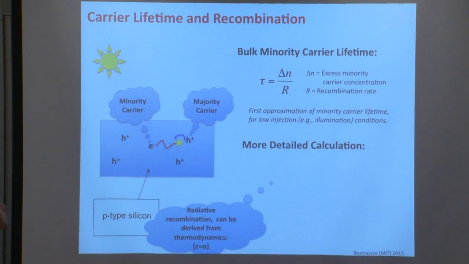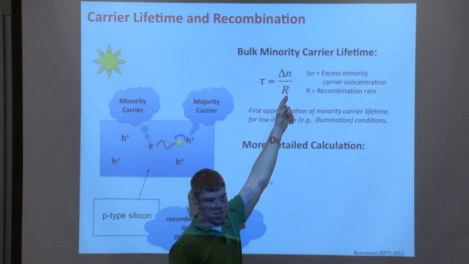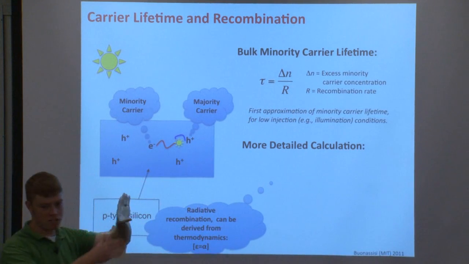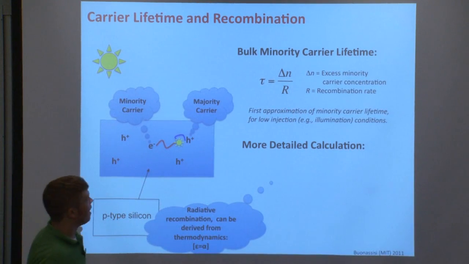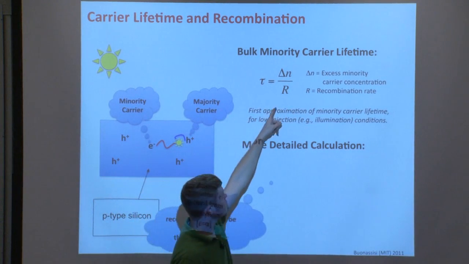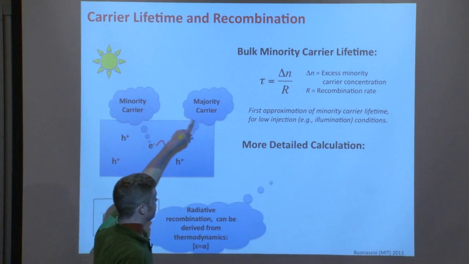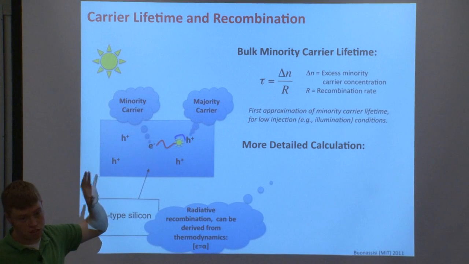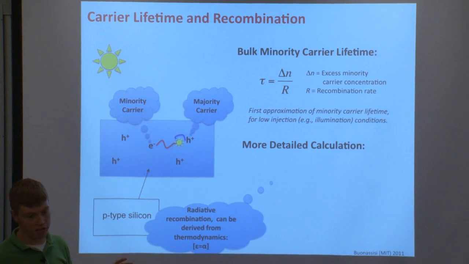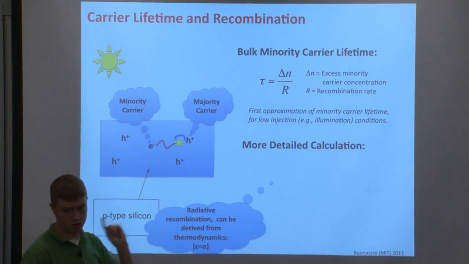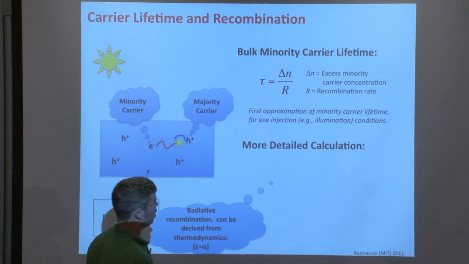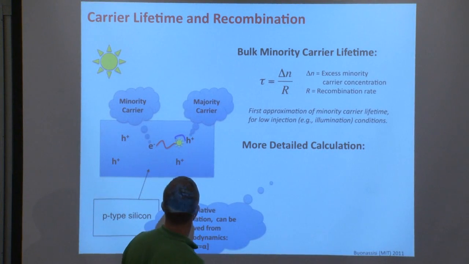OK. So we measure tau by creating some excess carrier population and then watch them decay. And they decay at some recombination rate. And under steady state conditions, so under constant illumination, if we're not looking at transients, your recombination rate is actually equal to your generation rate. So if you compare the two equations on the previous slide, they're true under steady state conditions.